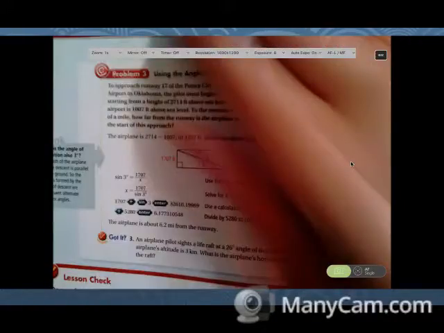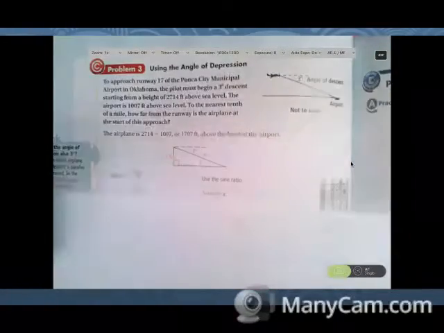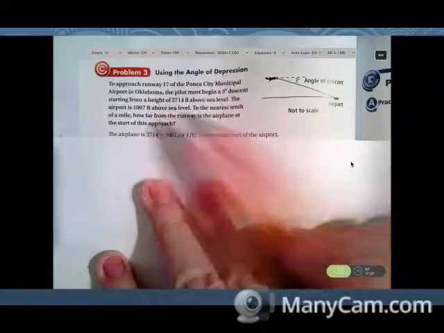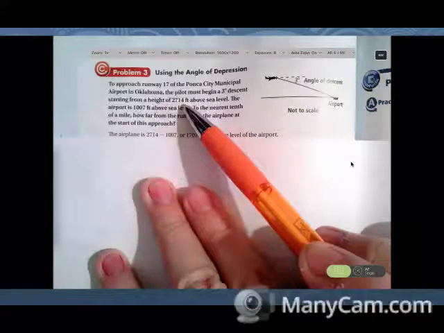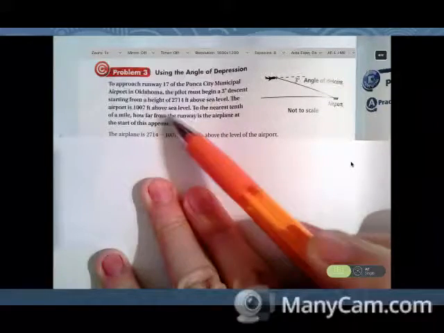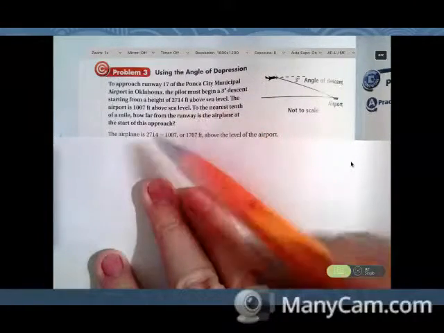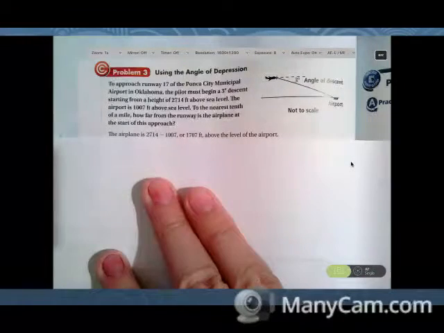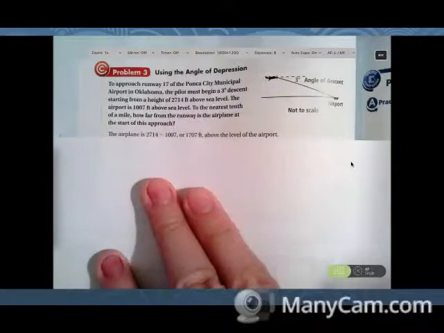Okay, so here's the word problem for problem 3. First off, we know that the starting height is 2,714. However, the airport is 1,007 feet above sea level. So we first have to subtract these two to find out how high above the airport the airplane is. So that's what we got.